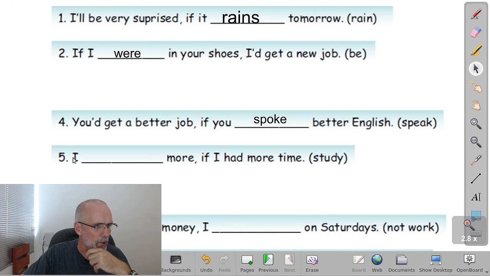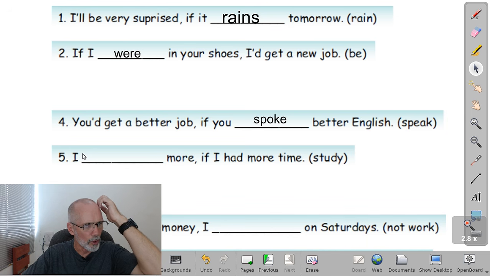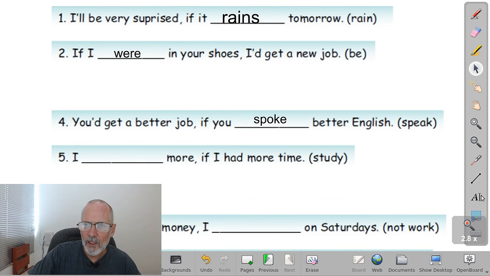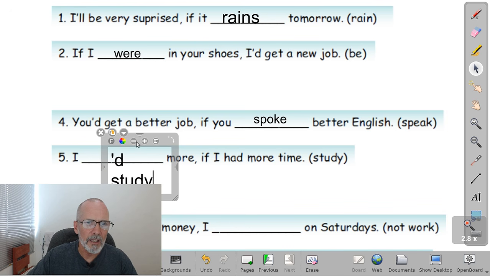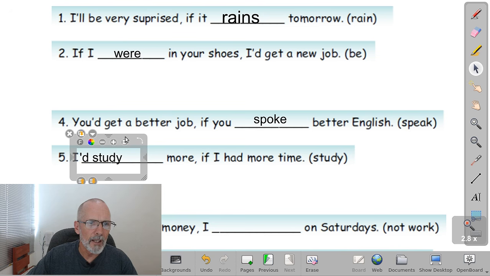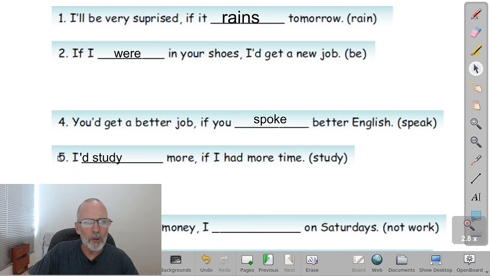Number 5, who's got the answer to number 5? Yeah, Viviana, very good. I'd study, and also Melissa, I would study. No, Graciela is correct. Melissa is correct. Viviana is correct. The answer is would study, or I would just put I'd study. I'd study more if I had more time.